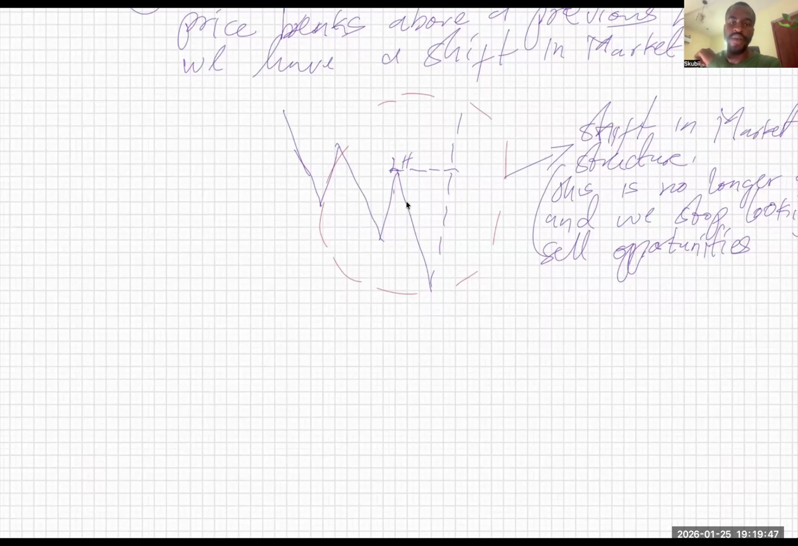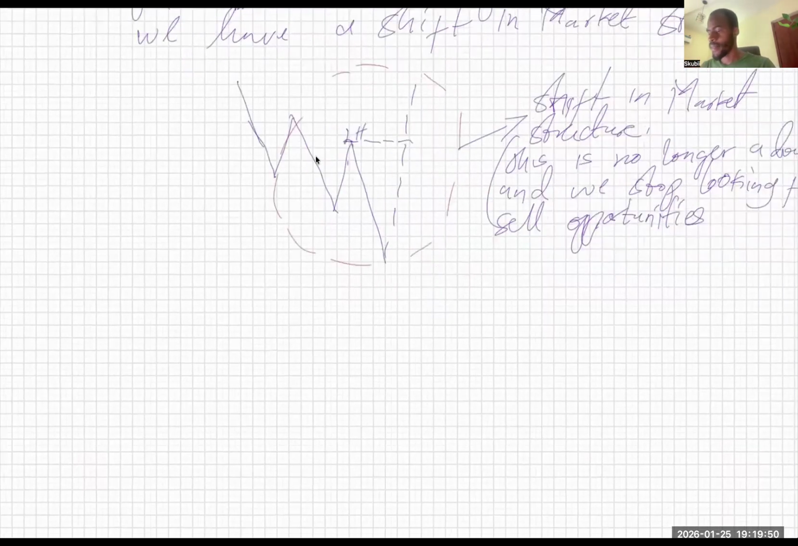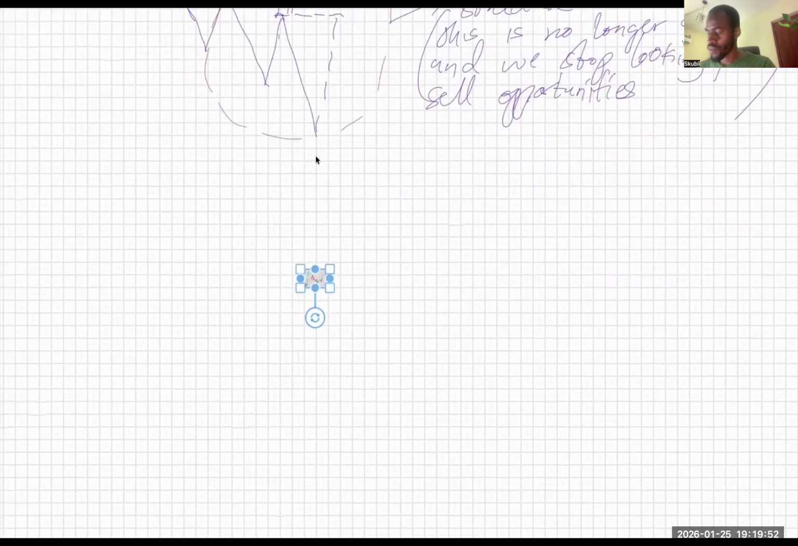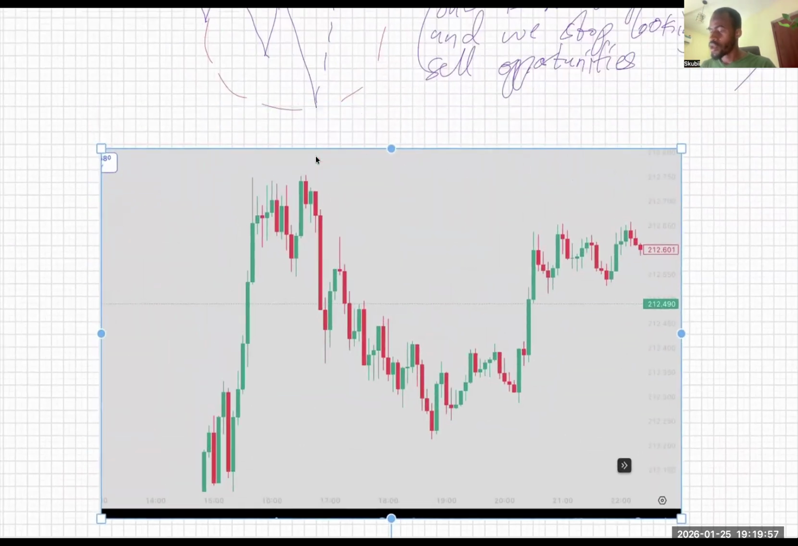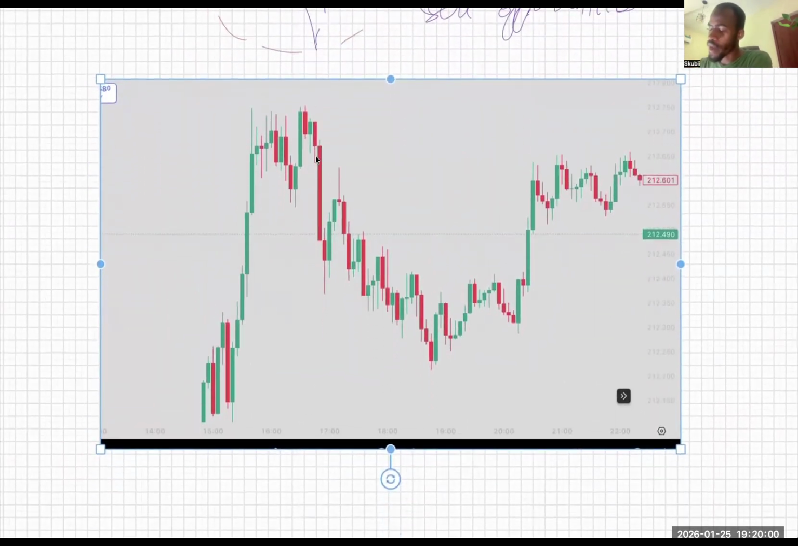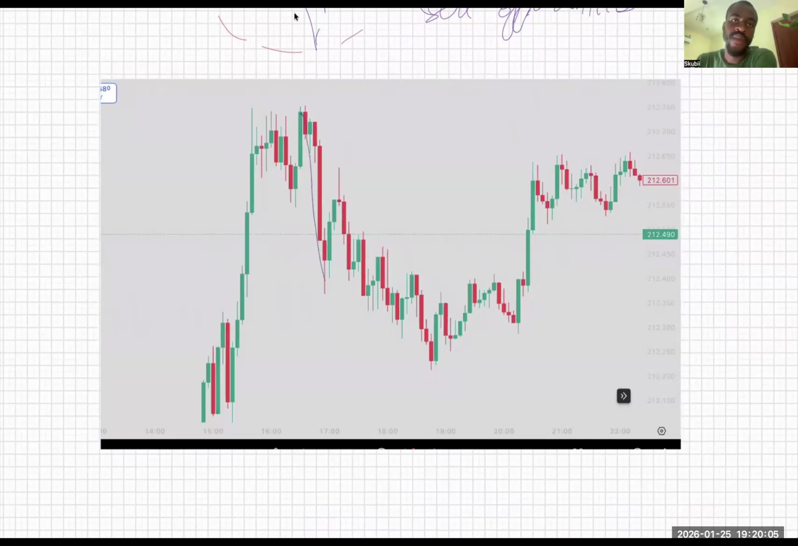Some people are joining, so let me let them in. So if you look at what we have here, you see that price pushed from here to the downside. Now this low is lower than this one, so we have a lower low. Price pushed up, we created a lower high. Price pushed down and stopped. Let's see. It stopped around here.